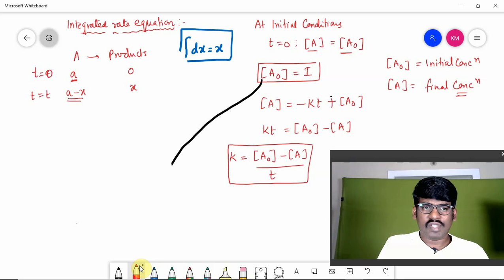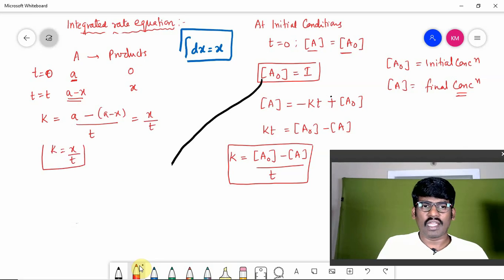So now if we substitute there, K is equal to, instead of A naught, I can write A as the initial concentration, minus A minus X as the final concentration, upon T. So it will be minus A, minus into minus plus X. Minus A plus A gets cancelled, and you will get X upon T. So I can write K is equal to X upon T.